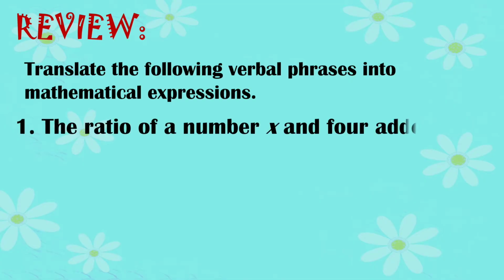So, let's have number 1, the ratio of a number x and 4 added to 2. So, meron tayong word dito na ratio and added. So, ibig sabihin ng ratio, magdi-divide. So, ang symbol niya, alam nyo naman yung symbol ng division, di ba? At pag added, so addition. So, alam nyo naman ang symbol ng addition. So, ratio of a number x and 4. So, ibig sabihin, x divided by 4 or x over 4.